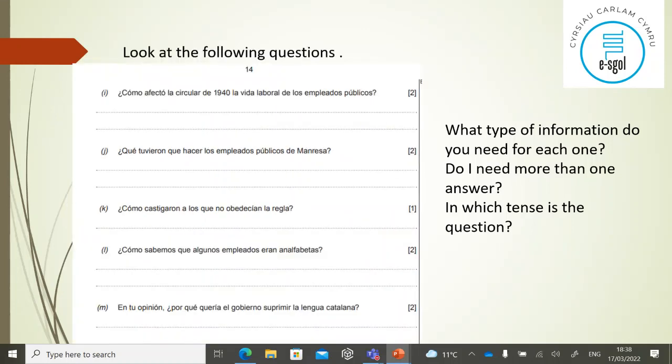Again, take a few minutes to figure out what type of information you need for each one. Do you need more than one answer? In which tense is the question? If you need a little bit more time, just simply pause the video and you can come back to this using the recording.